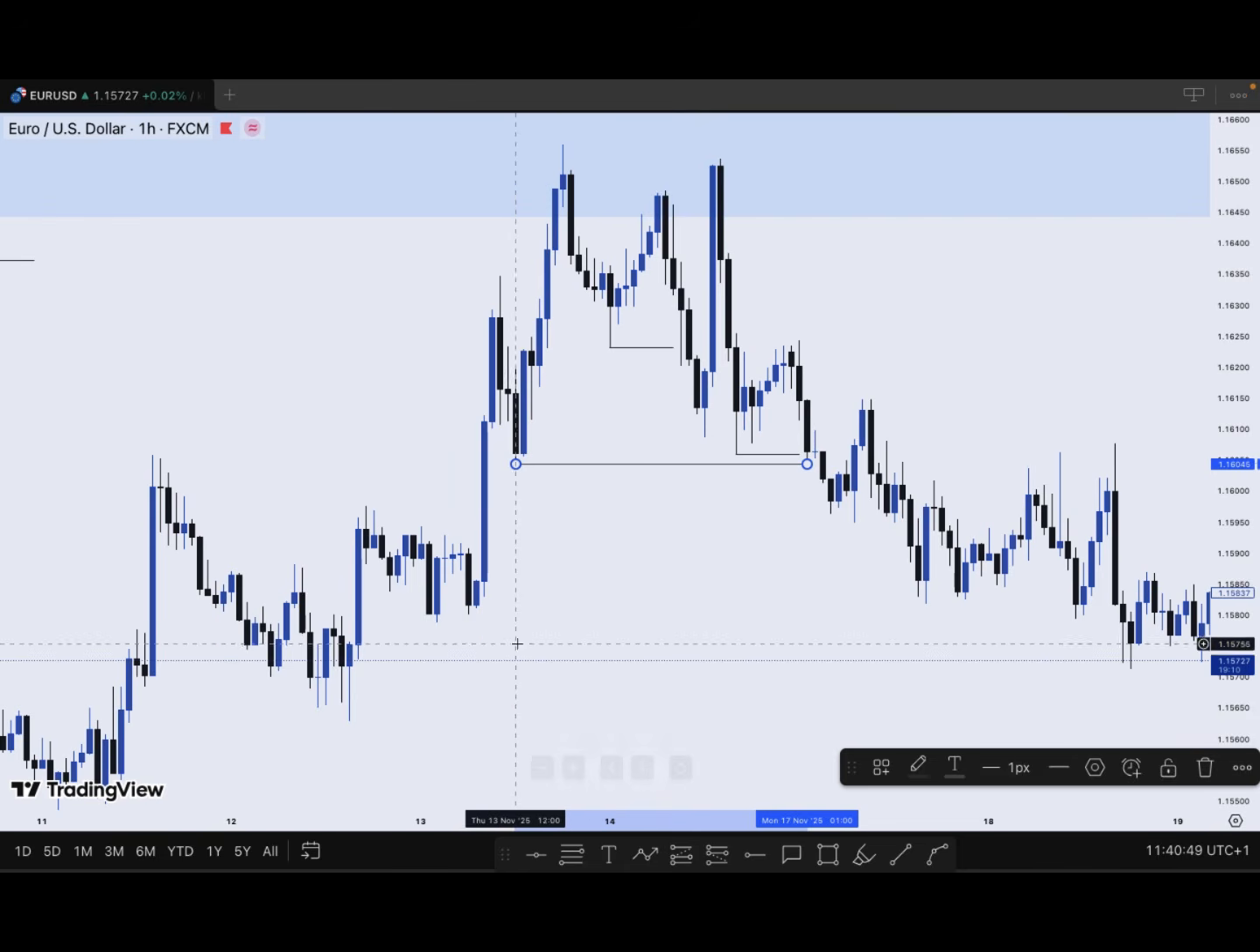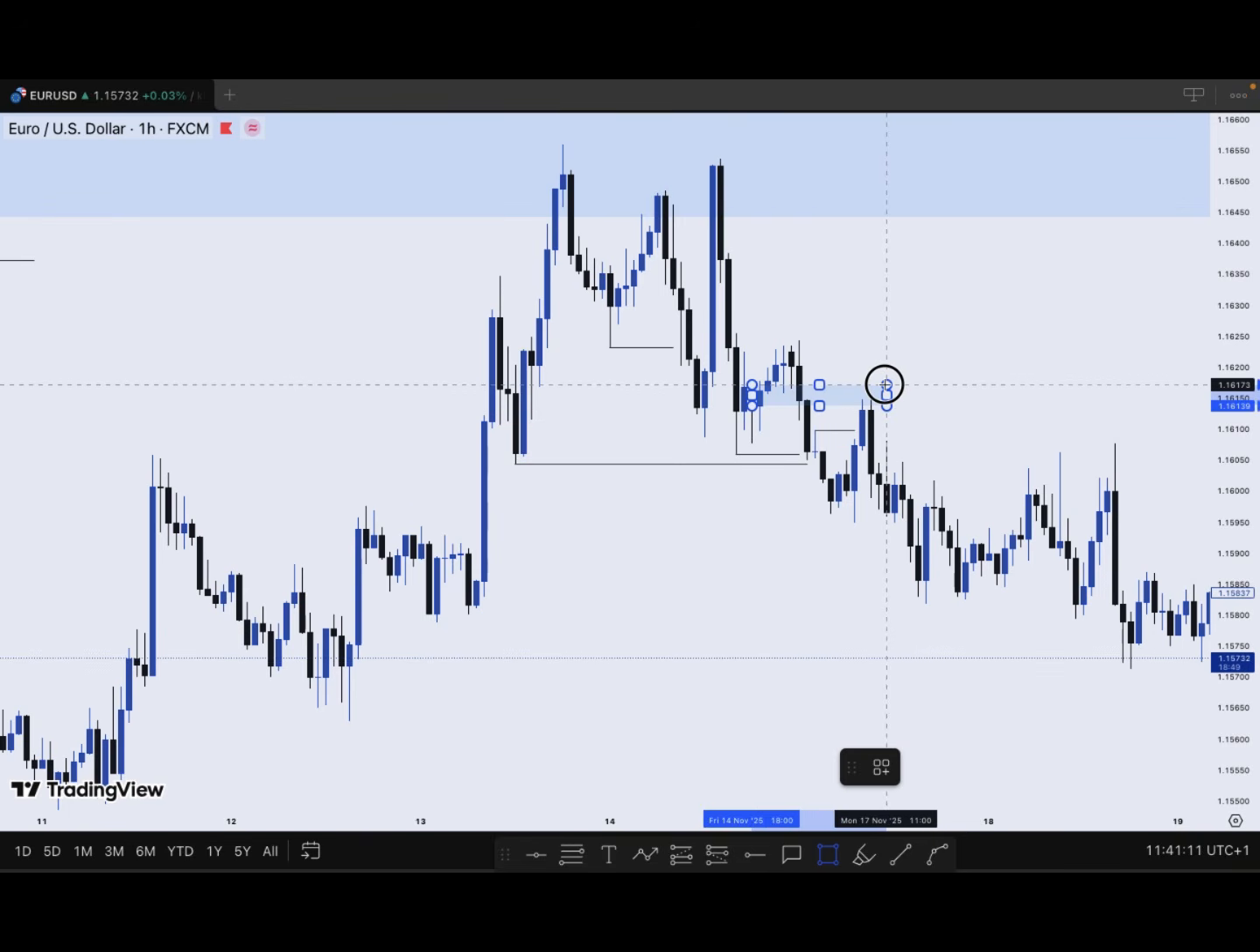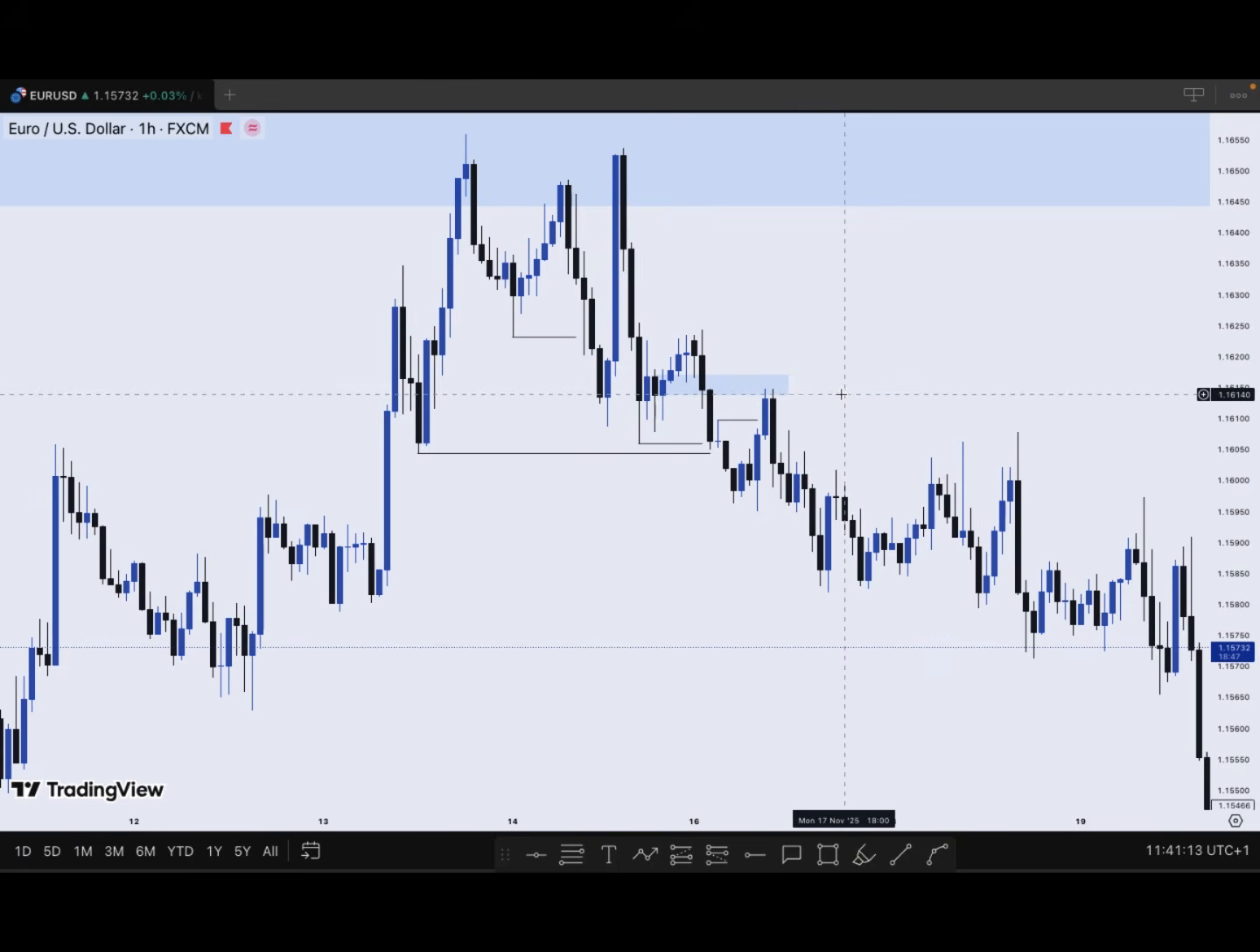All right, so after this double break of structure to the downside here, we have this particular candle pullback here, which acts as our inducement. After that candle pullback to our inducement, we have our breaker block, which is the last bearish candle in this particular break of structure, which is this. We'll mark it out. You can see, without even going to any other lower time frame here, we have our first entry here.